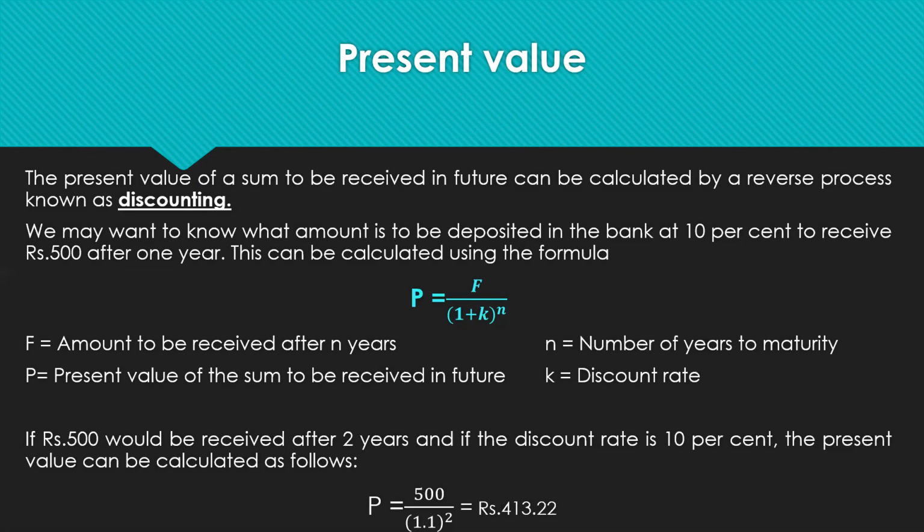See, a person expects to get rupees 500 in the future and he is planning to invest for 2 years, and the rate of return that he expects to get for the investment is 10%. Then how much should he invest right now? That is substituted in the formula and we get rupees 413.22 as the answer. So the investor should invest 413.22 to get 500 after 2 years if the discount rate is 10%.